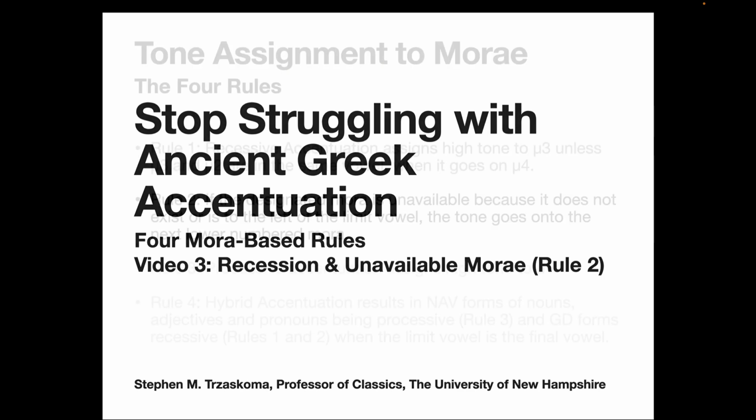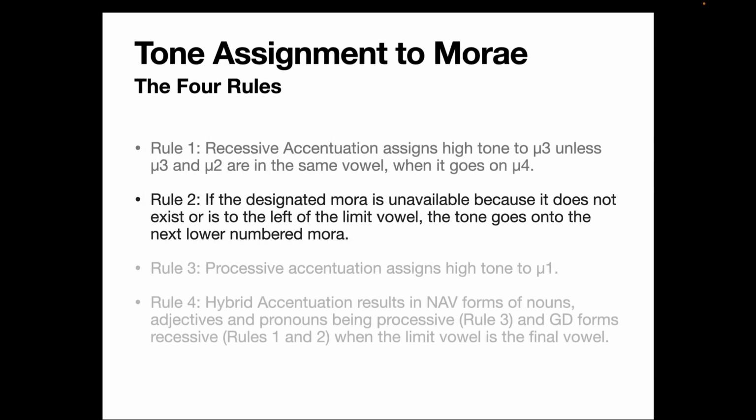In this video we are going to talk about rule 2, which reads that if the designated mora is unavailable because it doesn't exist or is to the left of the limit vowel, the tone goes on to the next lower numbered mora. And the only thing we really need to talk about here is that limit vowel business, because the rest of it is common sense. And I actually showed you an example of this already back when talking about the difference between an acute and a circumflex accent in the very first video.